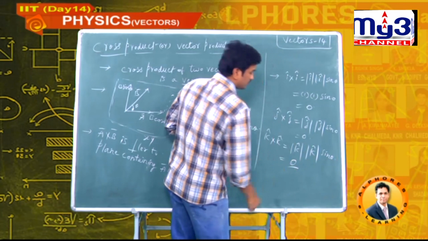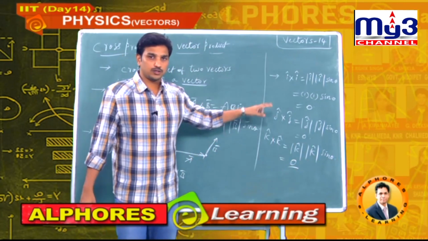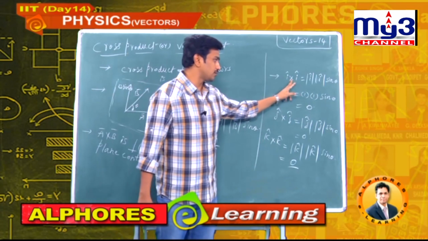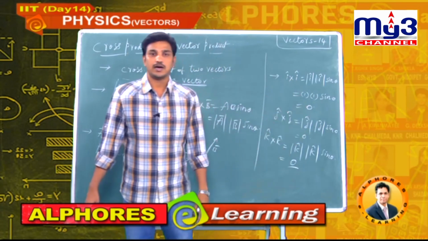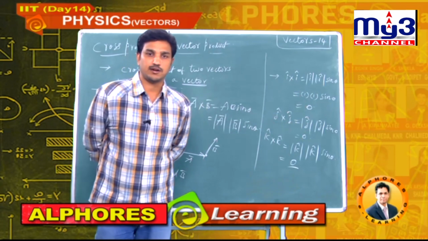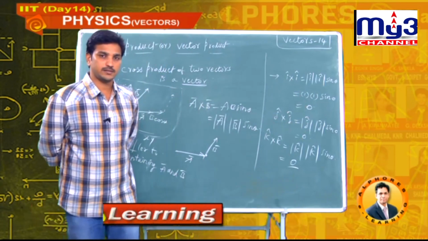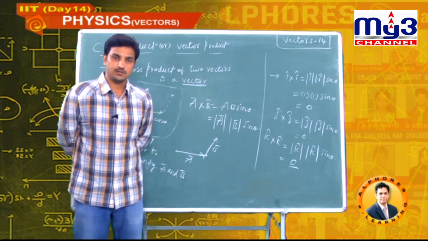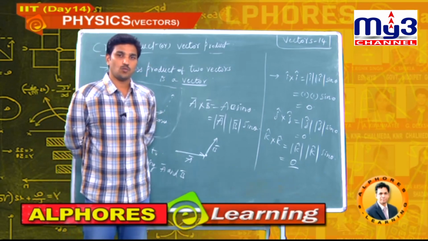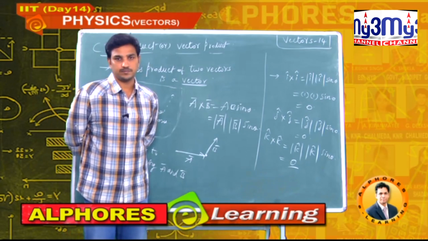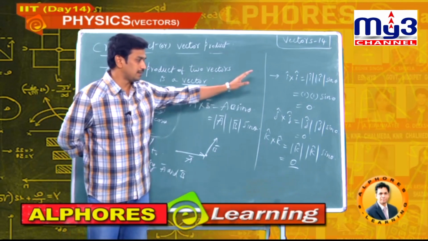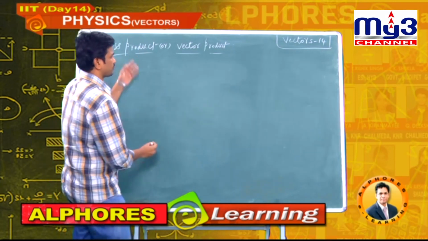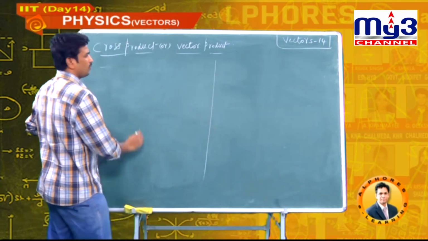Now for orthogonal unit vectors, if you take the cross product of the same vector, you get a 0 answer. I cross I is 0, j cross j is 0, k cross k is 0. But in the case of scalar product, I dot I is 1, j dot j is 1, k dot k is 1. I think you should have clarity about these points. We will see some more points of cross product. What are those?